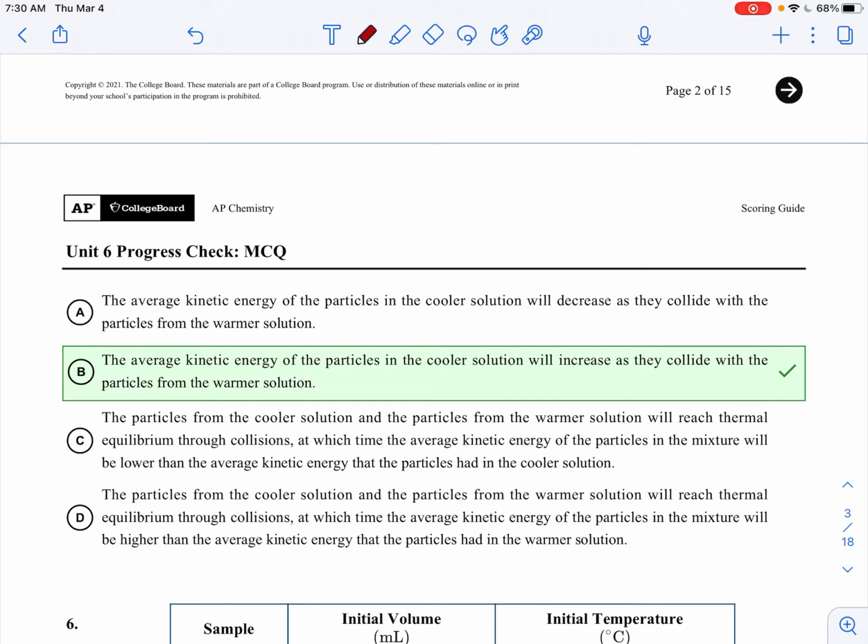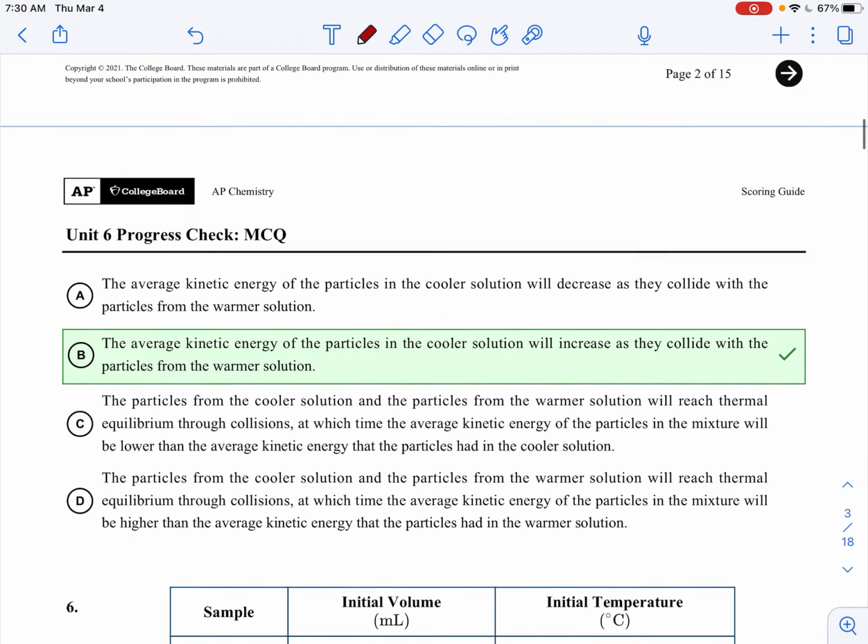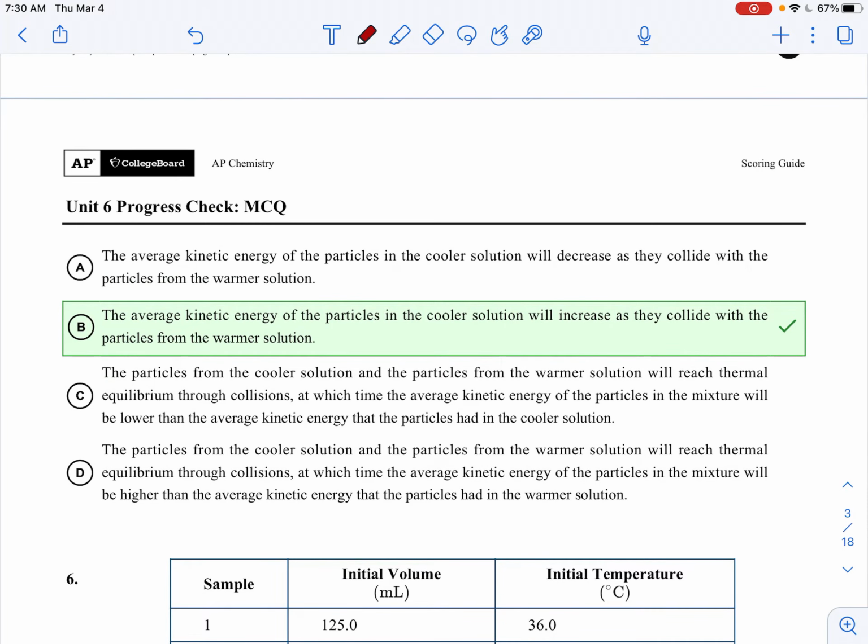Now the answer here is B. The average kinetic energy of the particles in the cooler solution will increase as they collide with the particles from the warmer. And that just defines that, remember that heat flows from warm to cool. So heat will always, the warm will always warm up the cool, will never warm up the warm. And so that causes the particles of the cool to move faster.